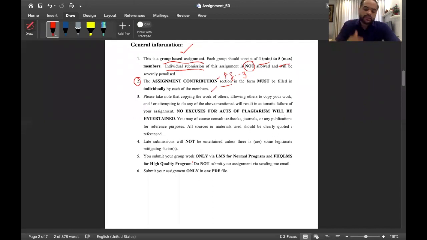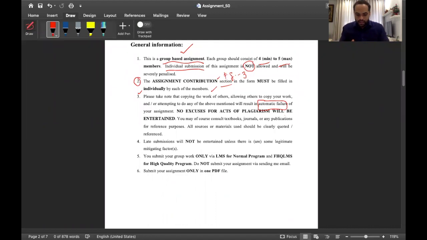Okay, so the third requirement is, please take note that copying the work of others, allowing others to copy your work, or attempting to do any of the above will result in automatic failure of your assignment. So if you copy from other students or you allow other students to copy your work, you will automatically fail this assignment. It means if I find one group's work matches another group's work, both groups will fail, and you both will get 0 marks for this midterm. All right, so please be careful about this.